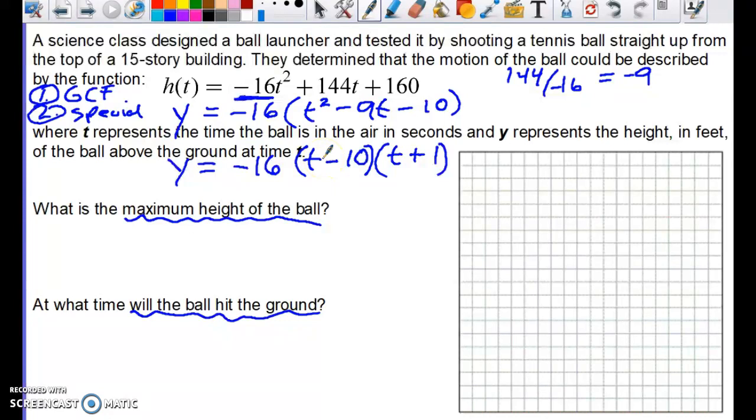Okay, good. Now, which way is this one going to open? Let's go back to what we just learned. How do we know which way it's going to open? I look at the a value, okay? Positive or negative. It's going to open down, wide or narrow.